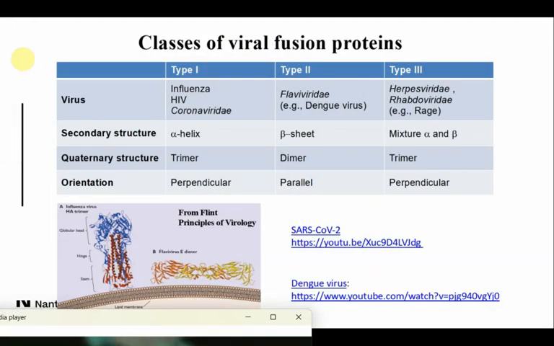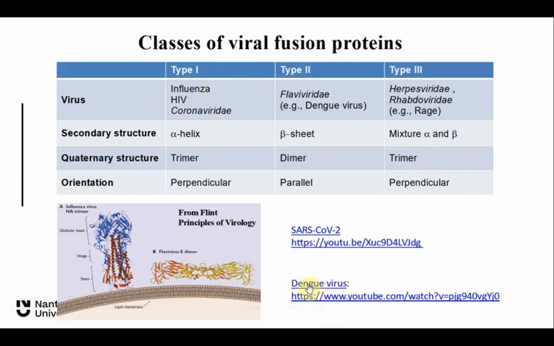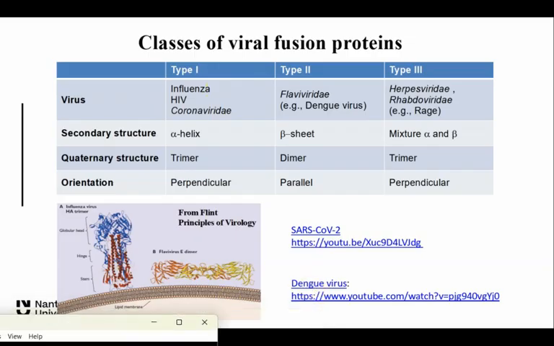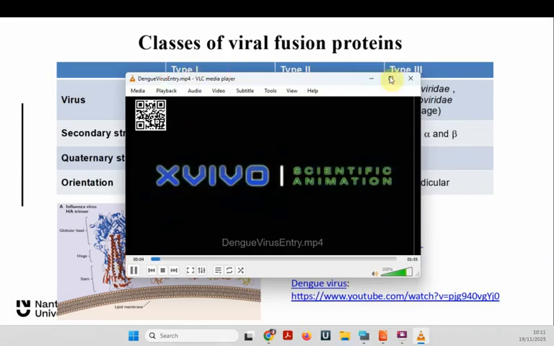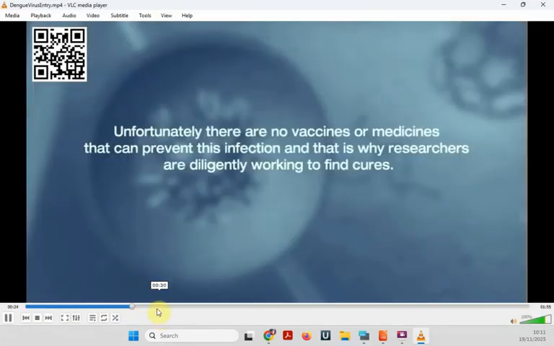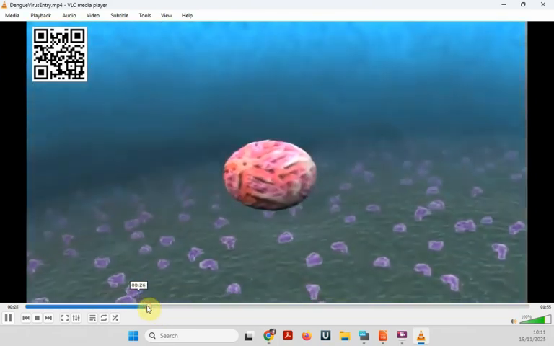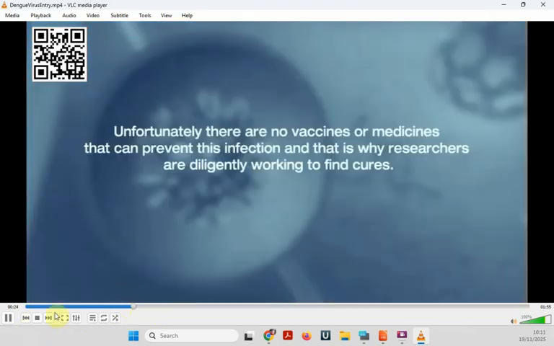So that's a good example of membrane fusion coordinated by a type 1 fusion domain. So for dengue fever virus, there's a pretty old animation now, but I still think it's really very good. So here we go.